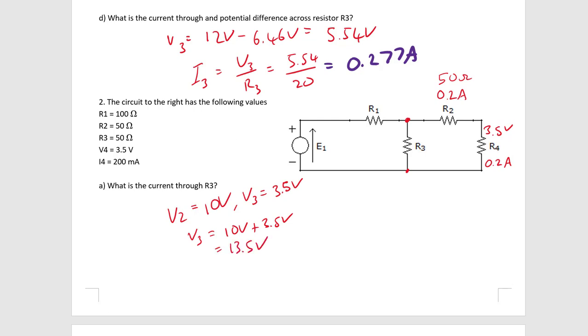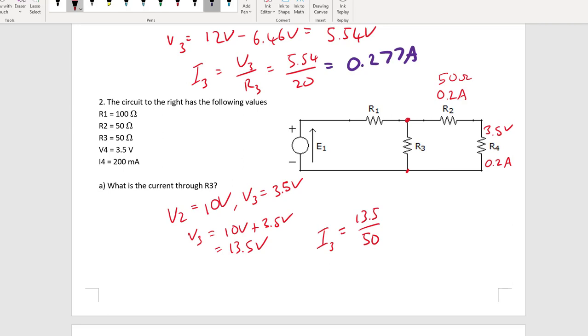Now that I know the voltage across there, I can work out the current by saying I is equal to V divided by R, and then we'll have our answer.